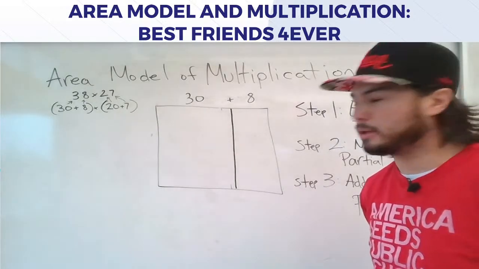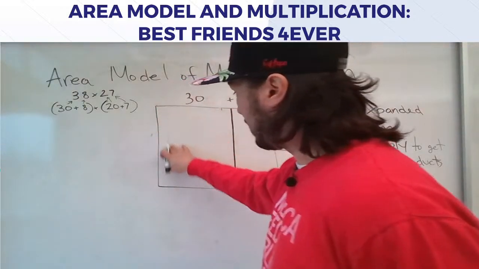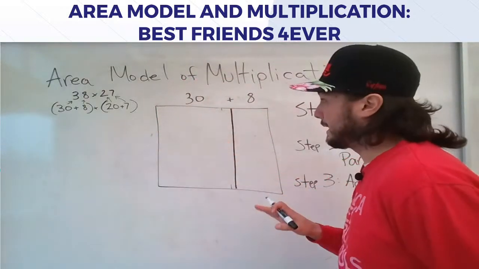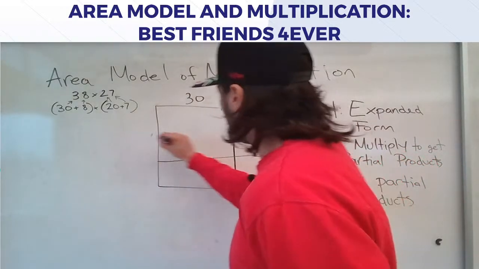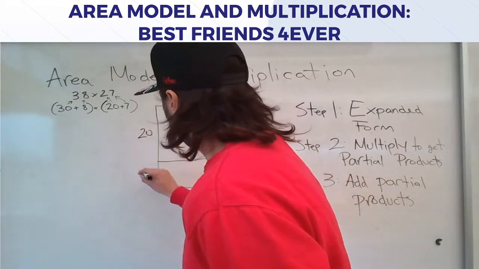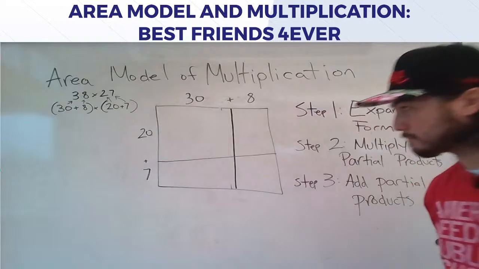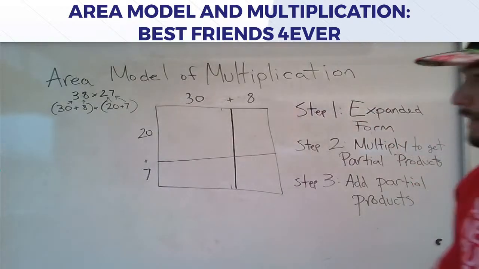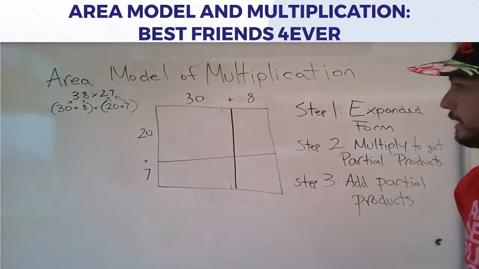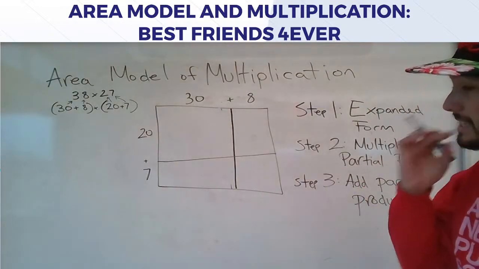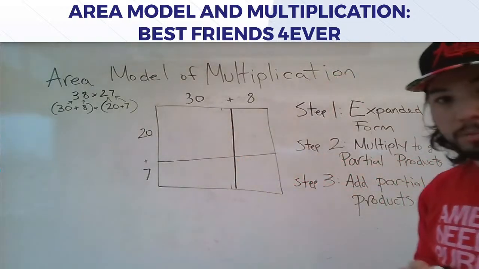Is that feeling familiar? Now I'm going to take my 27, thinking this line segment is a length of 27. I'm going to divide that into 20 plus 7. Okay, so all we're imagining here, length and height, 30 plus 8 and 20 plus 7. And what this does is this gives us 1, 2, 3, 4 partial products to find.